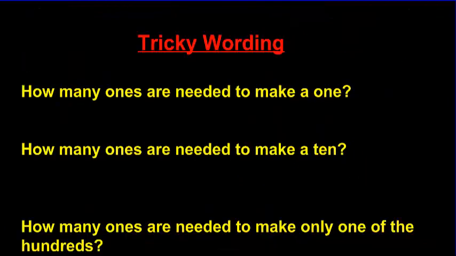Now, let's move on to these examples. Tricky wording. How many ones are needed to make a 1? Well, just one of them. How many ones are needed to make a 10? Well, here's a 10. Now, how many ones are needed? We needed 10 ones. 10 ones makes a 10.